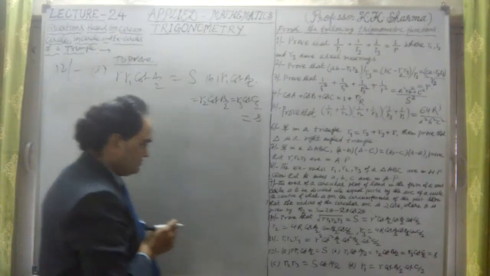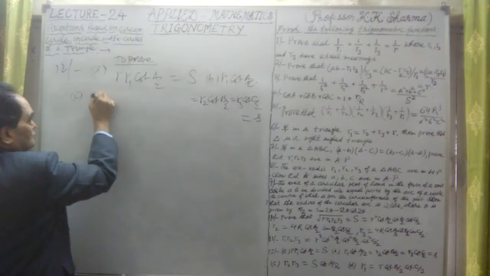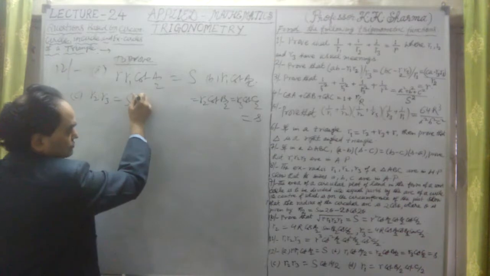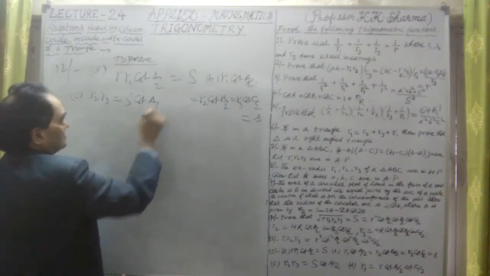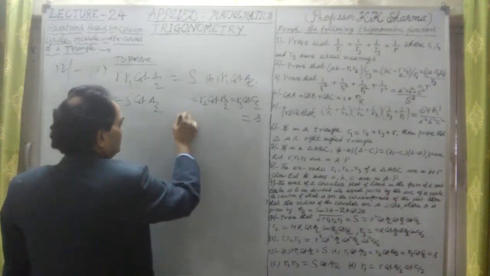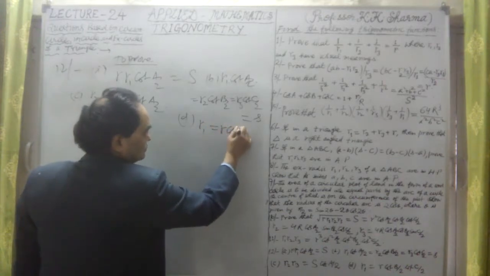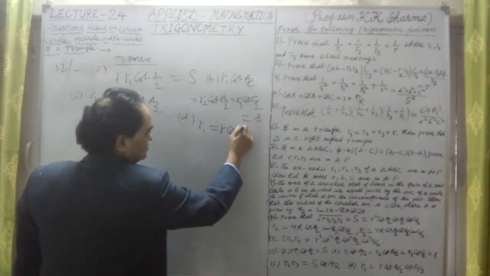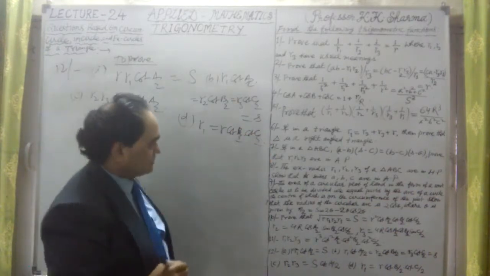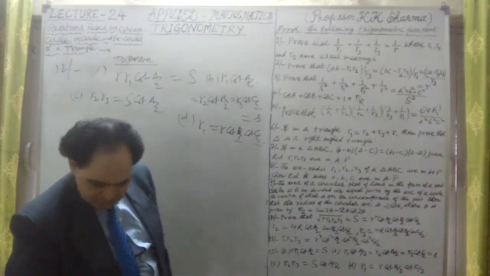B part is this. C part of this is R2 into R3. We have to prove that this is equal to capital S into cot A by 2. Capital S into cot A by 2. And D part is prove that R1 is equal to R into cot B by 2 into cot C by 2. These are 4 parts of question number 12. Let us take now one by one.